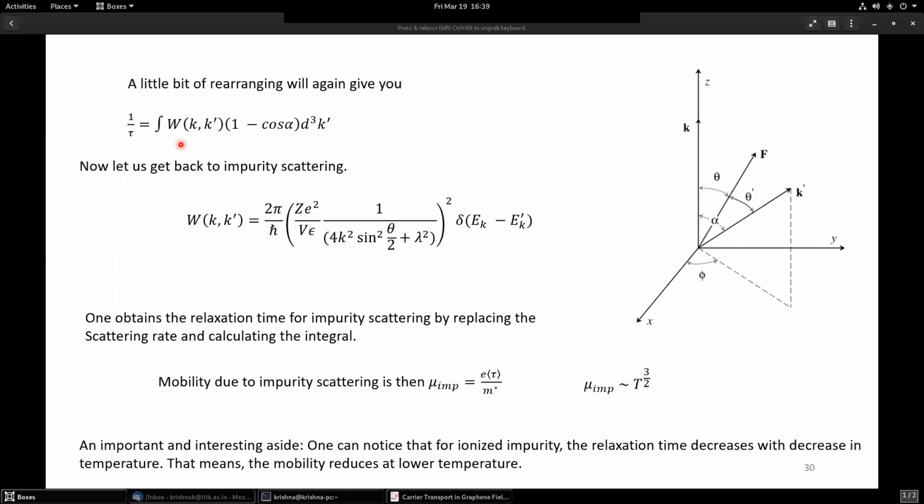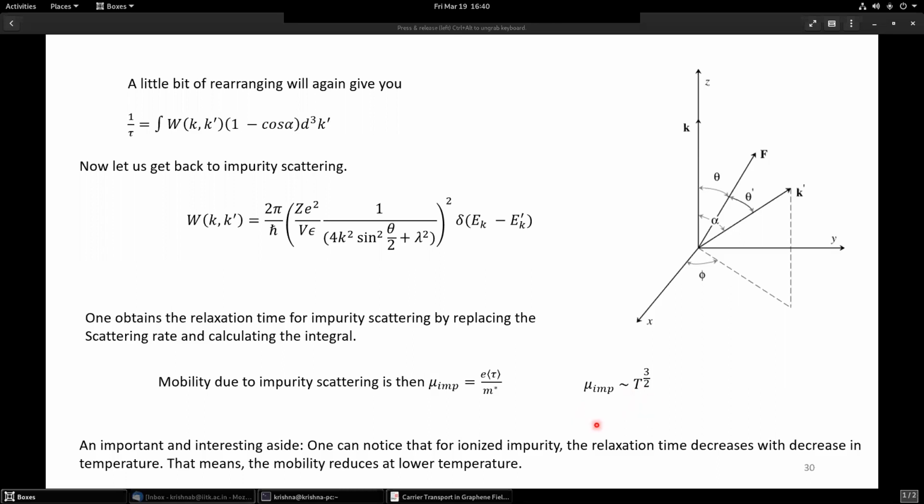So once this is given, I substitute this W of K minus K prime, and then one can actually get back to the value of tau. And once you know tau, you can calculate what the mobility is. And the mobility turns out to be e times tau by m star. When we work with charged impurities, it can be seen that the mobility goes as T power 3 by 2.